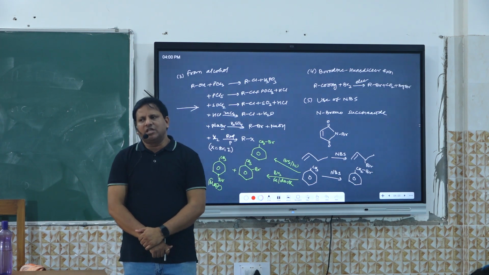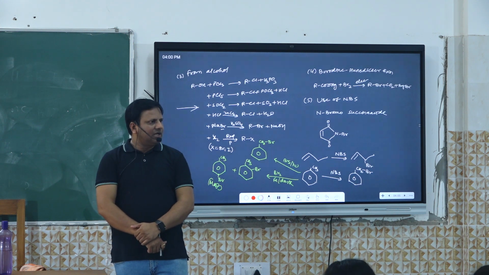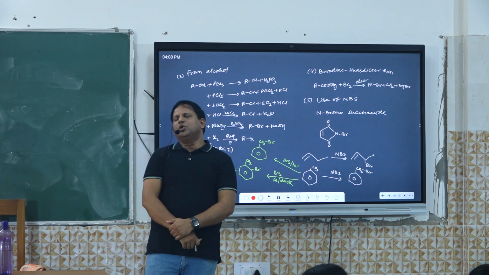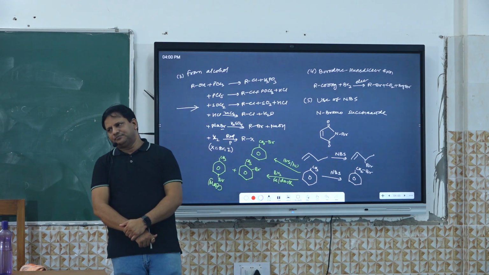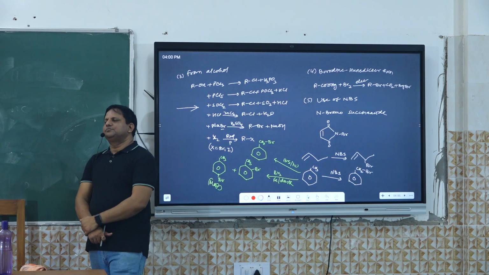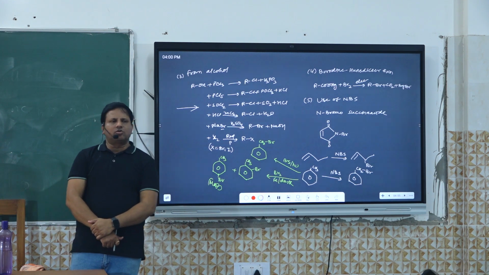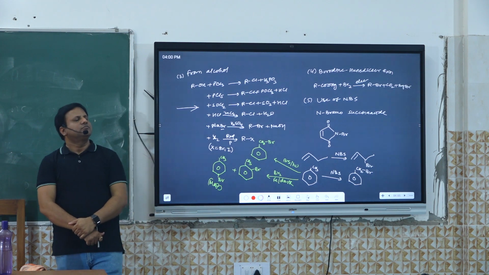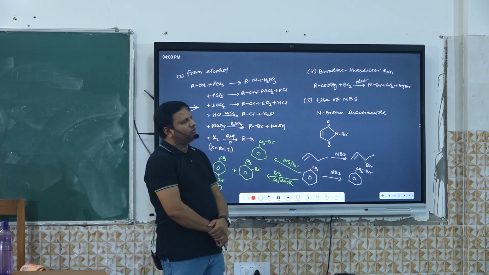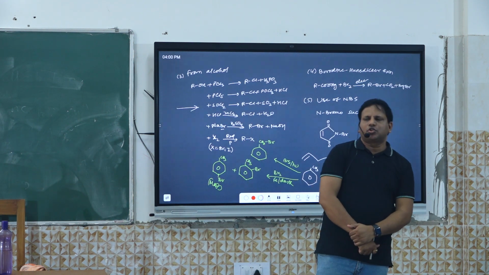Next, halogen's resonance effect: is it plus R or minus R? Plus R. Halogen contains a lone pair. But due to plus R effect, it directs the incoming electrophile to the ortho and para position.